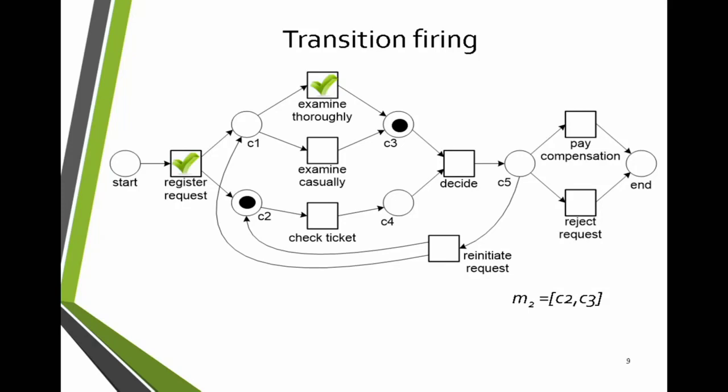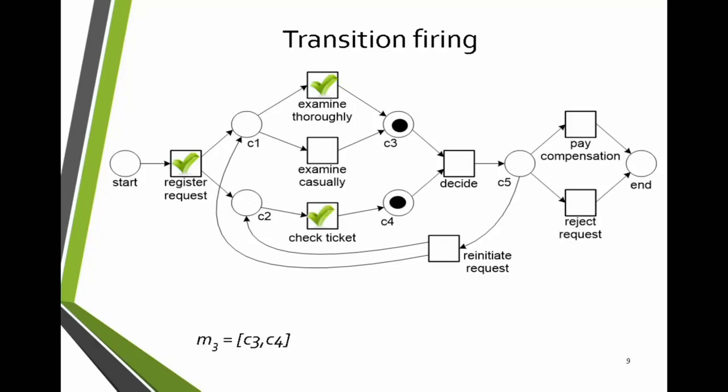Now, new question, which transitions are enabled or which transitions can I fire? Decide? Everyone agrees? Decide is not enabled yet. Why? Well, the rule states that you need a token in every single input place. C4 is also an input place for the transition decide, and it has no token, so decide cannot execute yet. The only transition that you can fire in this state of the model, from this marking, is check ticket. Check ticket can be fired, you consume the token in C2, and you produce C4.